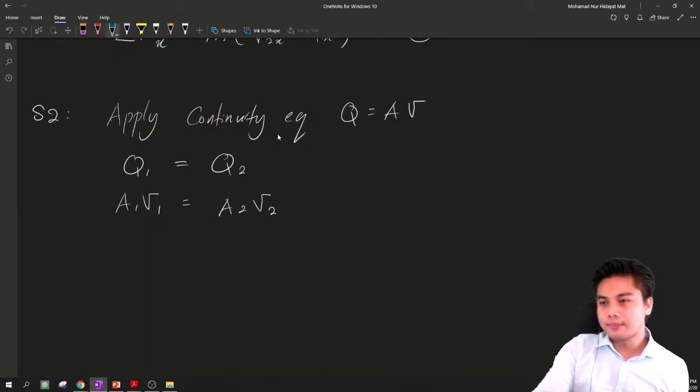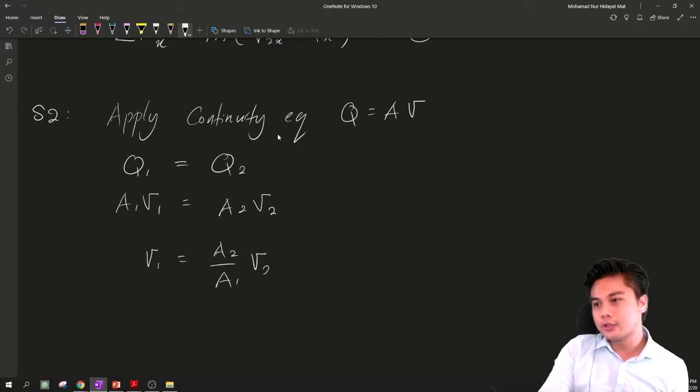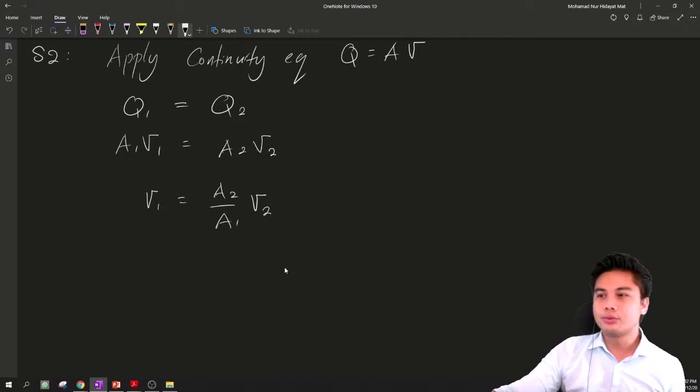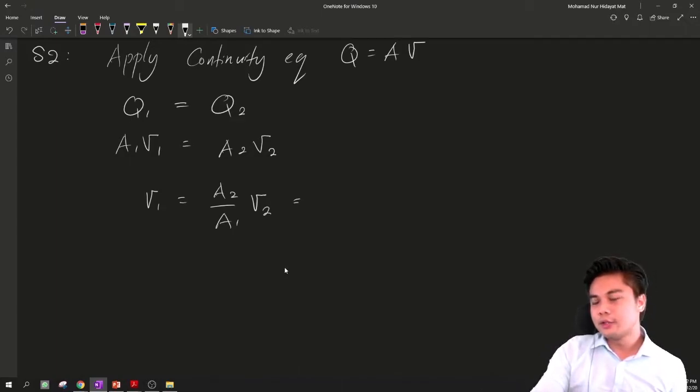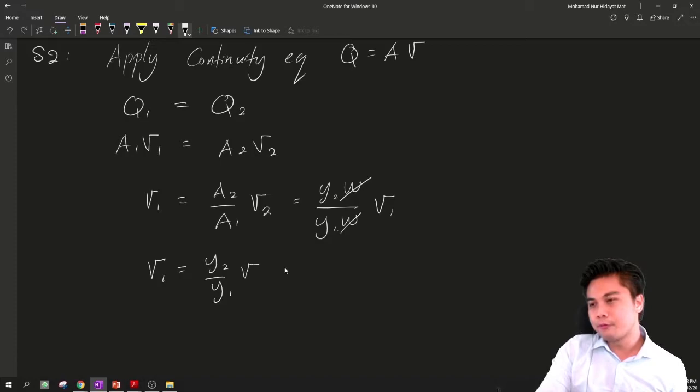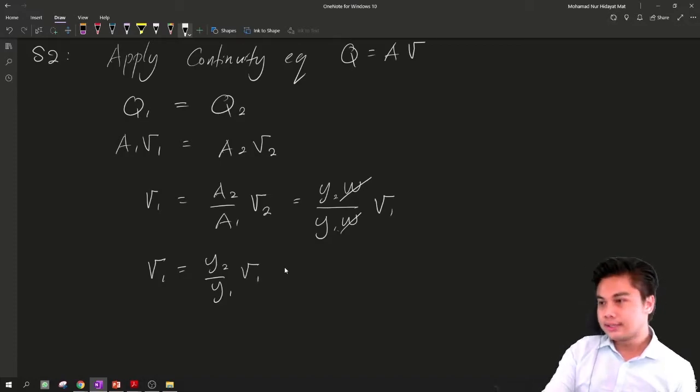So we need to rearrange this one. V1 becomes the subject, equal to area 2 over area 1 multiplied by velocity 2. So area 2, by using the previous formula, is equal to y2 multiplied by width, over y1 multiplied by width, multiplied by velocity 1. So width with width we can cancel out. We leave only V2 equal to y2 over y1 times V1. Right? So this can be equation 2.